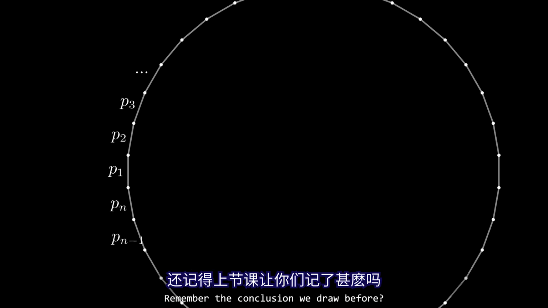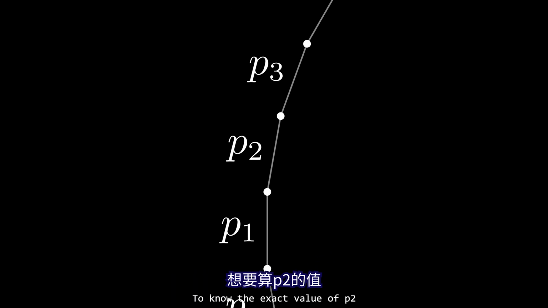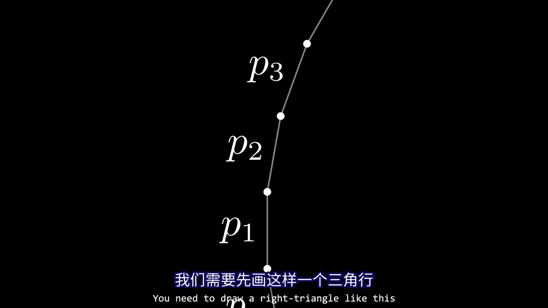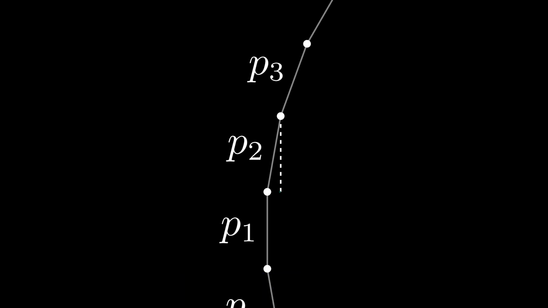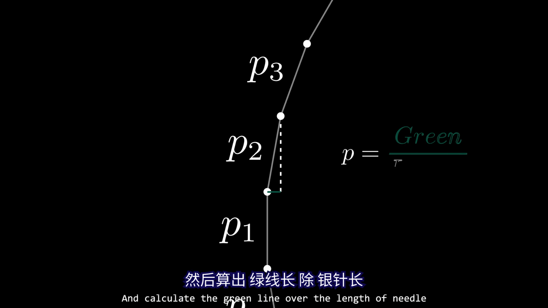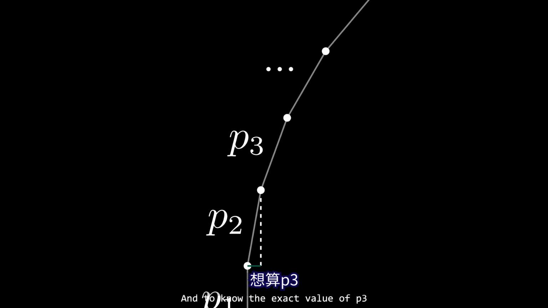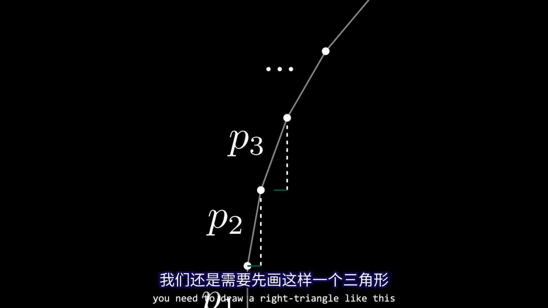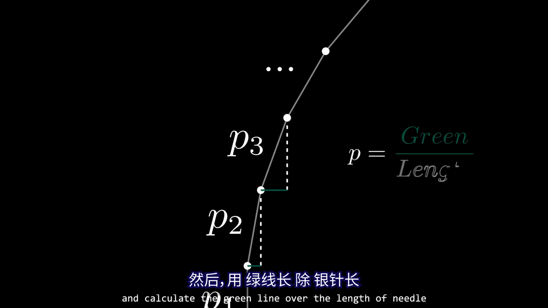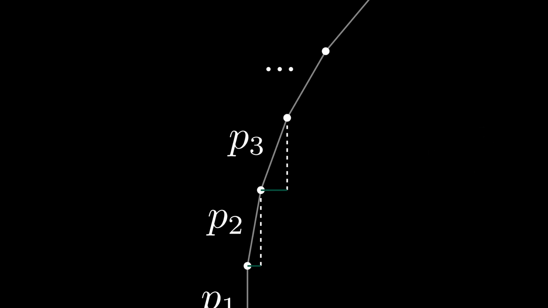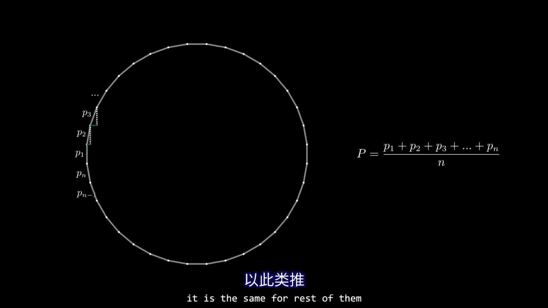Remember the conclusion we drew before? To know the exact value of P2, you need to draw a red triangle like this and calculate the green line over the length of the needle. And to know the value of P3, you need to draw a triangle like this and calculate the green line over the length of the needle. And it is the same for the rest of them.